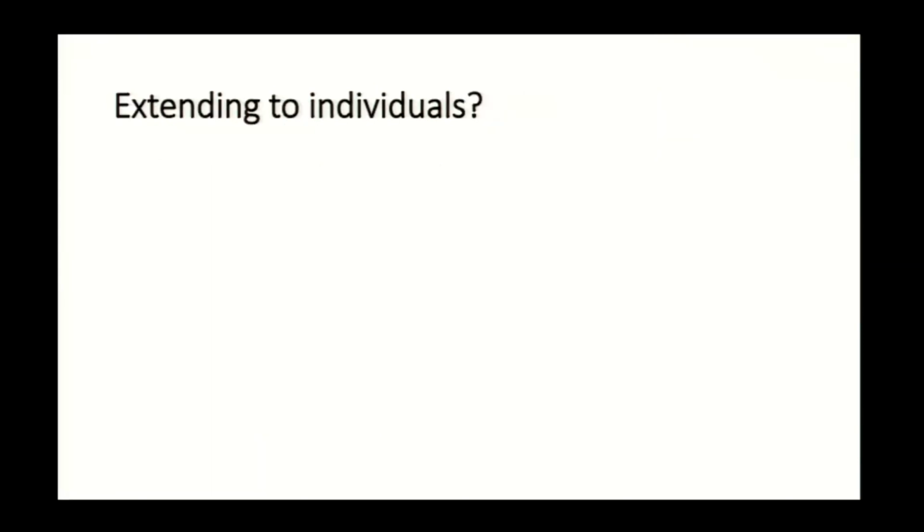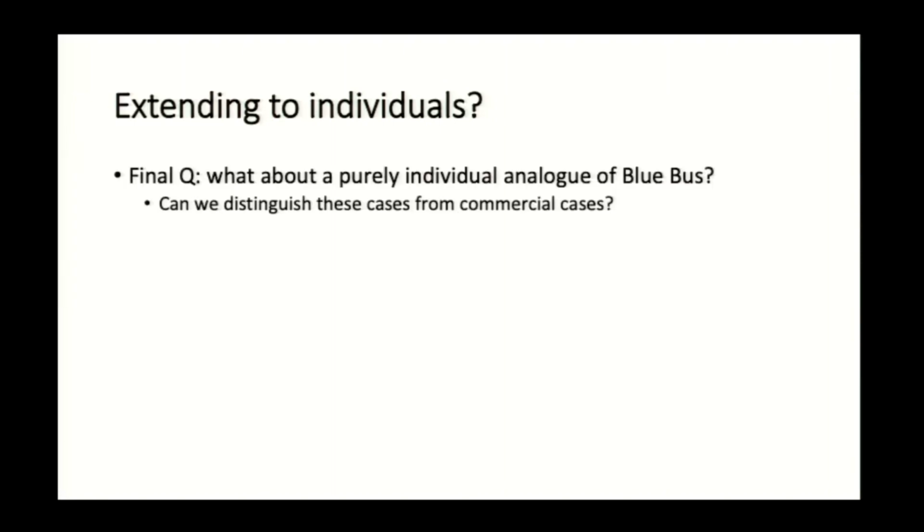So finally, the last part of this project that I haven't thought about much is, how do these arguments extend to individuals? They're focused on commercial actors. Because you can imagine purely individual analogues of the blue bus case, where you've just got a country road and there are two farmers who use the road, and you know the statistical frequency of how often they use it. Would it be fair to make both of them liable in one of these epistemic gappy cases?